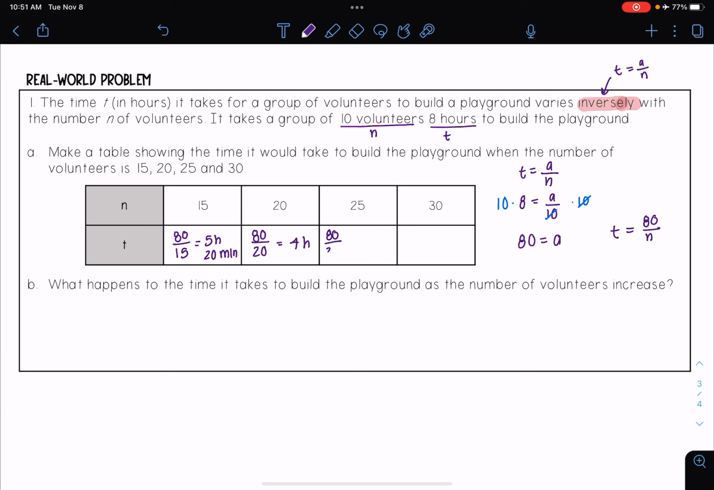80 divided by 25, we get 3.2. And so 1/5 of an hour is 12 minutes. So this is going to be 3 hours and 12 minutes. And then this last one is 80 divided by 30, which is going to get us 2 hours and 40 minutes.